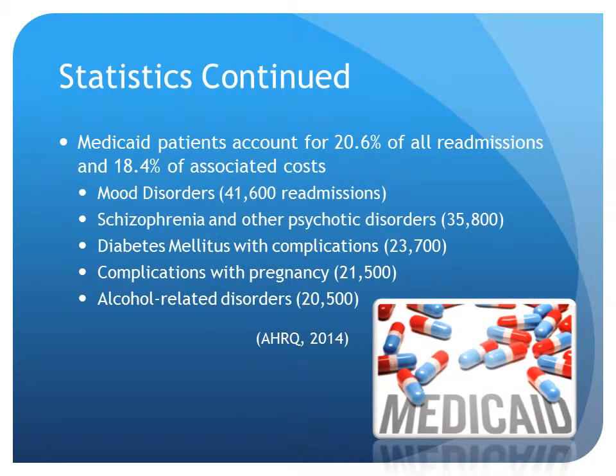Medicaid patients accounted for 20.6% of all readmissions and 18.4% of the associated costs. The 5 conditions with the most Medicaid readmissions in 2011 were mood disorders, schizophrenia and other psychotic disorders, diabetes mellitus, complications of pregnancy, and alcohol-related disorders.